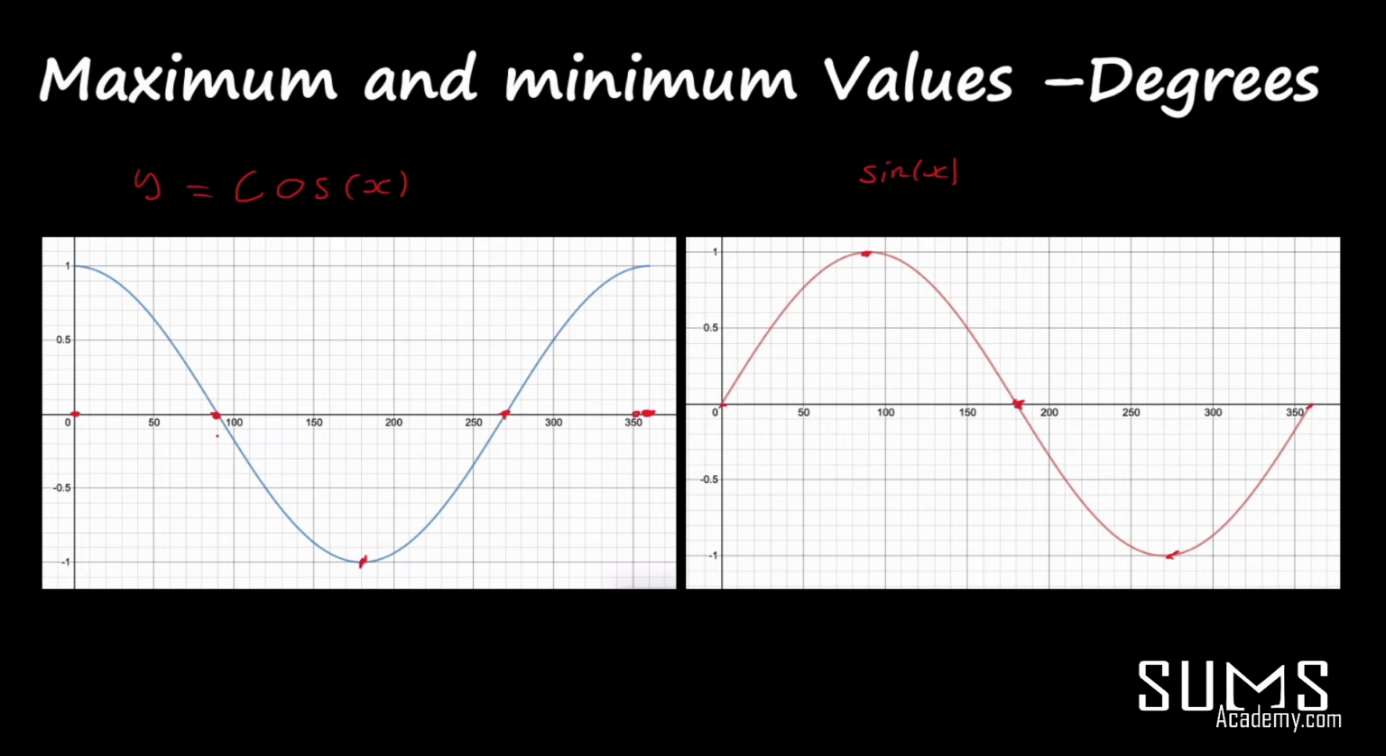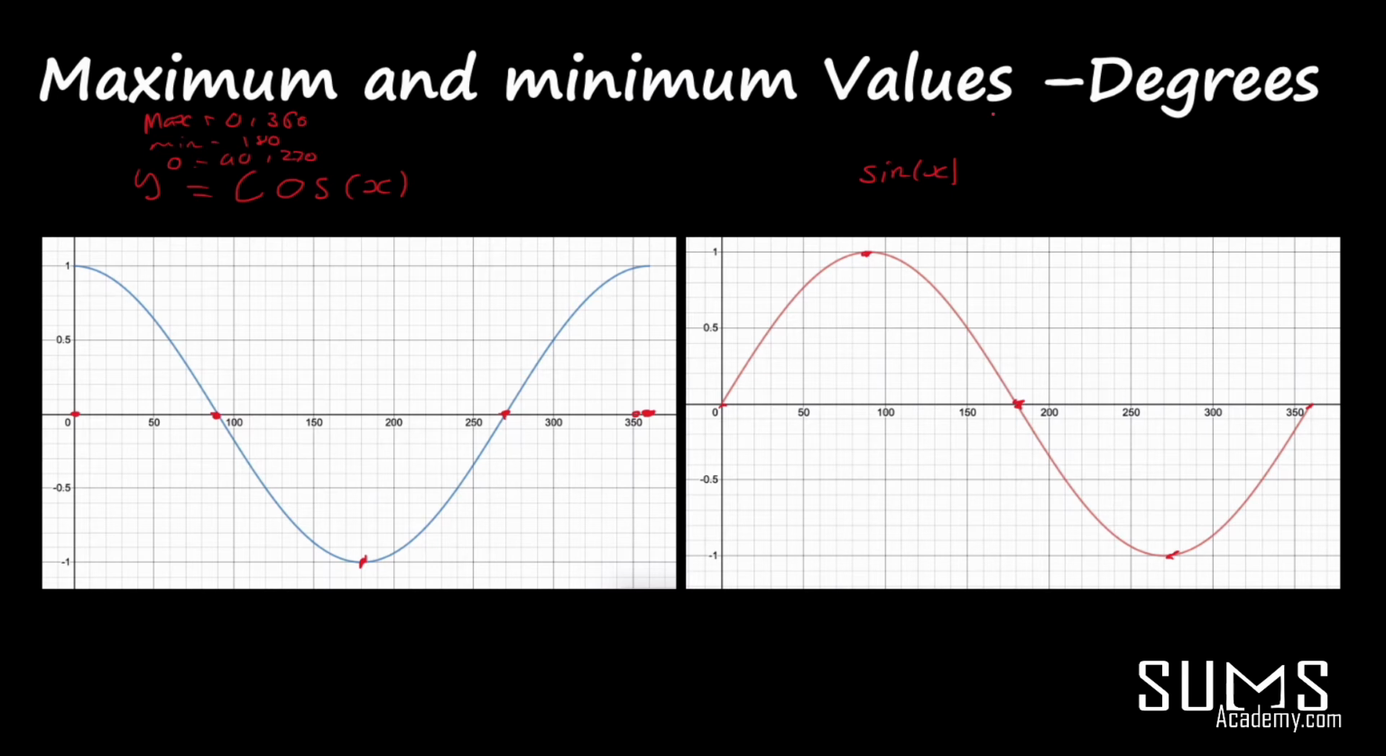Okay, so let's just make sure we know these. So max is equal to 0, 360. Min is equal to 180, right? And then your 0 is equal to 90 and 270.